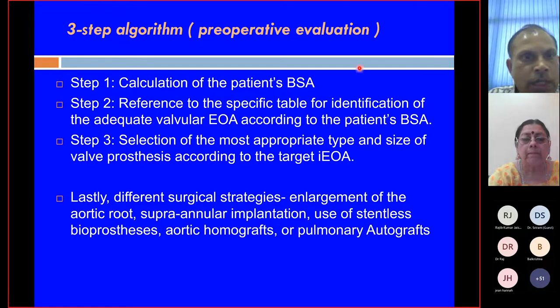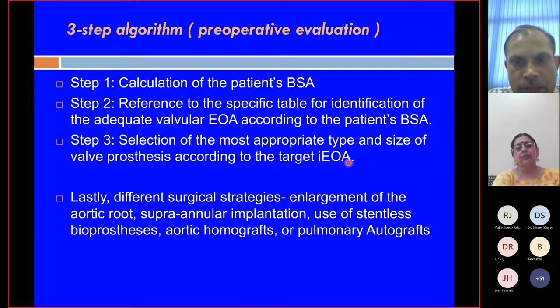So the simple steps which can avoid patient prosthetic mismatch: the first thing, we need to know the patient's body surface area. With the body surface area, using the reference table, we can know how much effective orifice area is needed for that patient. And you can select from the chart, for this effective orifice area, which type and size of valve will be suitable and can be implanted. If it is not possible to do that, in that case, other procedures like aortic root enlargement or supra-annular implantation of the valve, or use of a stentless bioprosthetic valve, or use of homograft can be done.